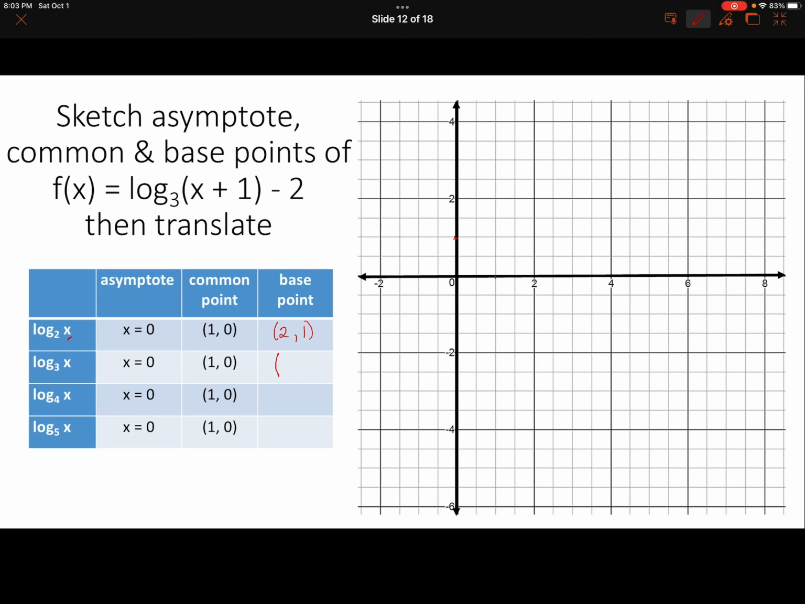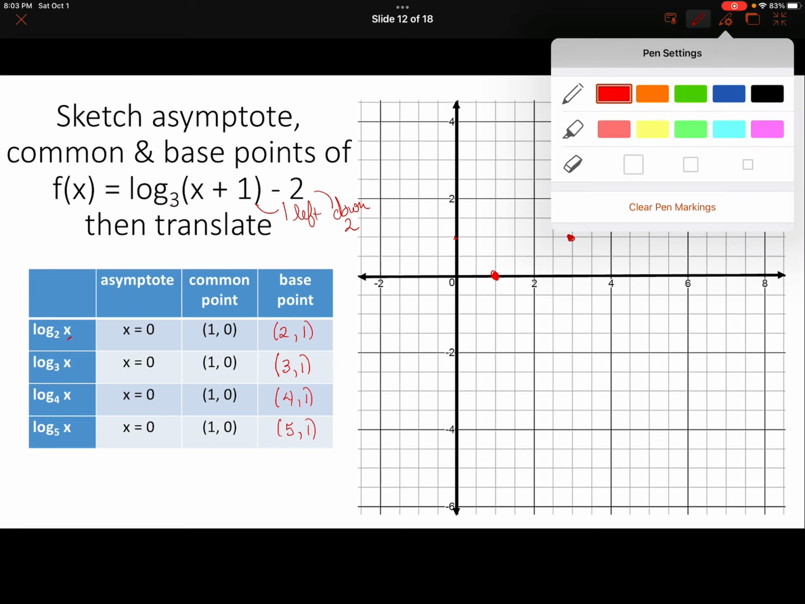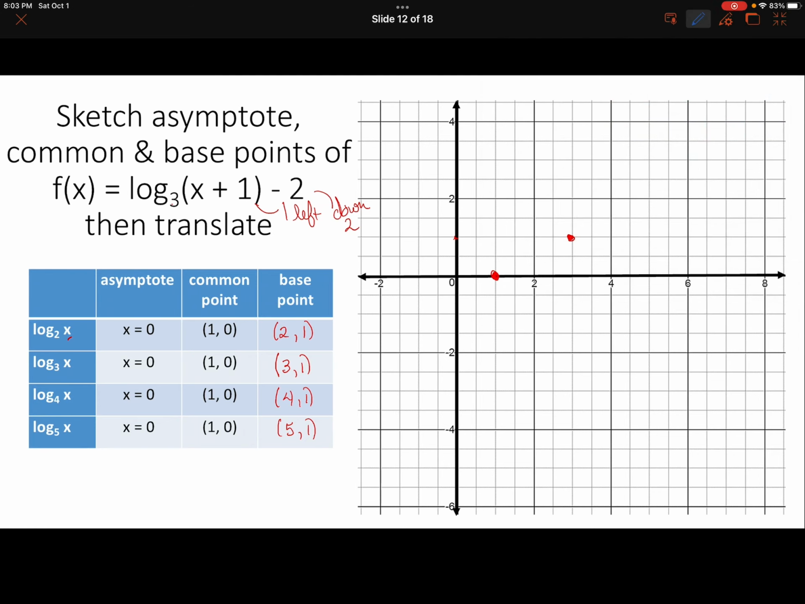If we're looking at log base 3 and we want our base point, then we would go 3 over 1 up. Our base point of 4 is 4 over 1 up. And our base point of log base 5 is 5 over 1 up. So because this is a log base 3, shift it again 1 left and 2 down. Then we can plot our original base point of 1, 0, our common point, and our base point of 3, 1. And we can take those 2 points and translate them left 1 and down 2, in addition to our asymptote.